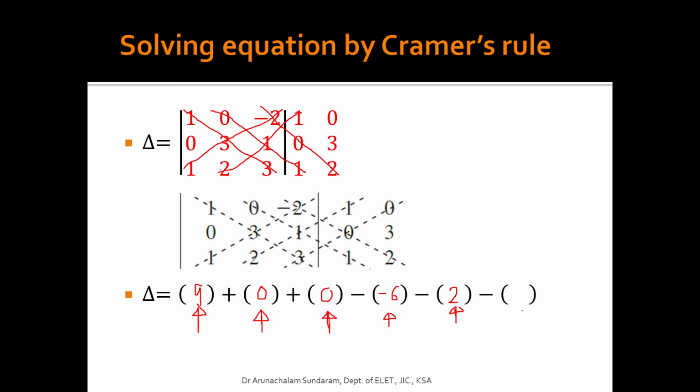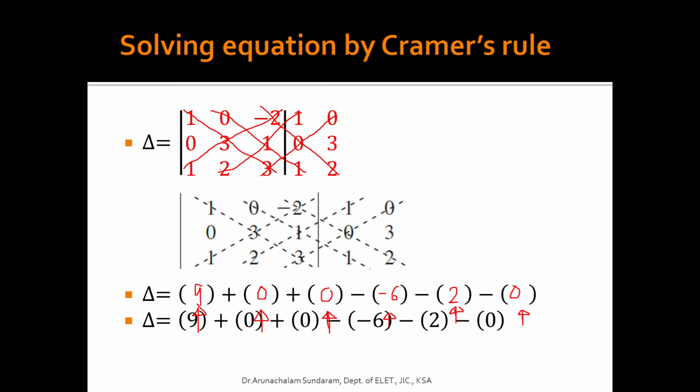And how do you get this parenthesis? It is 0. Yes, we have to multiply these three numbers. So this is how you get these numbers. So here the answer is 9 plus 0 plus 0. So I have again replaced this one for you. So the answer is 13.